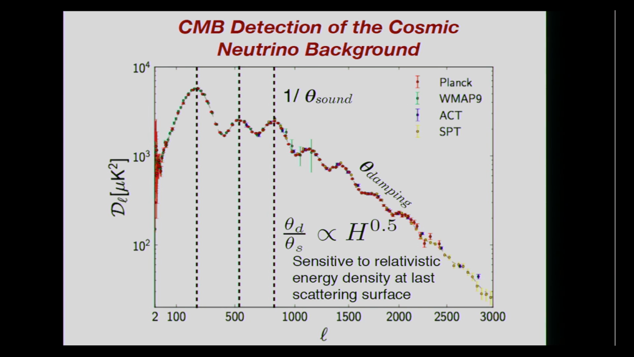So by combining them, you can get a measure of what the Hubble constant was at the surface of last scattering, which gives you an ability to effectively measure the relativistic energy density of the universe at that time. And since at recombination, the universe was about 13% neutrinos by energy density, you can learn in principle a lot about the neutrino sector.